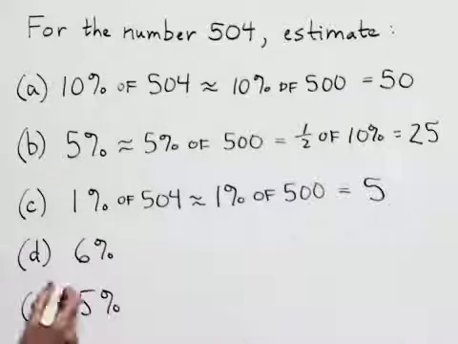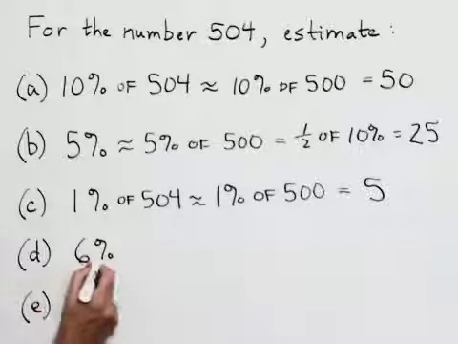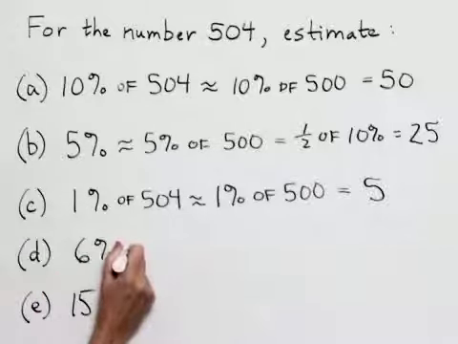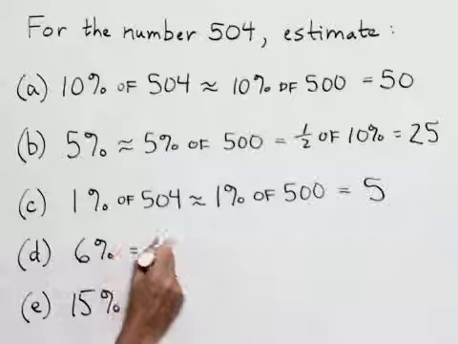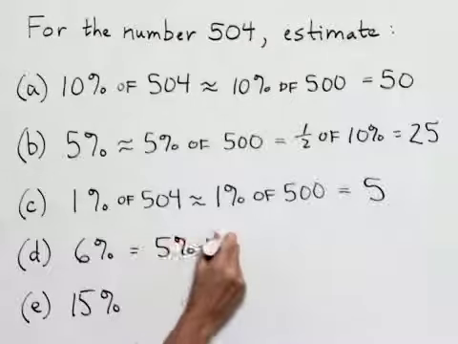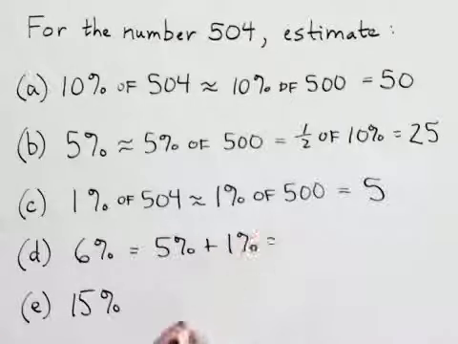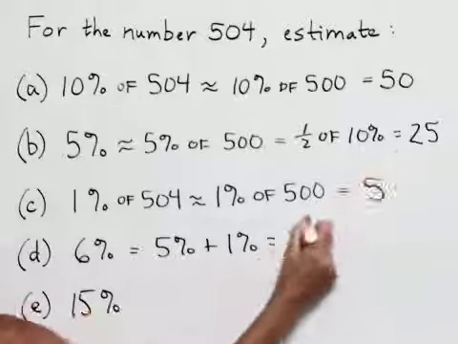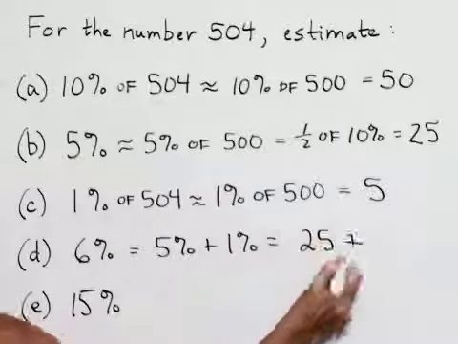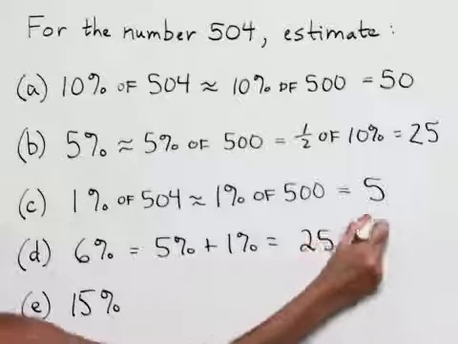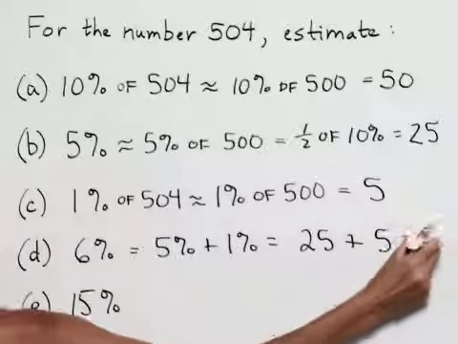For Part D, we want to take 6%. To find 6%, we're going to look at that as being equivalent to taking the 5% and adding the 1% to it. So our 5% value was 25. We're going to add to that our 1% value, which is 5, to give us a result of 30.